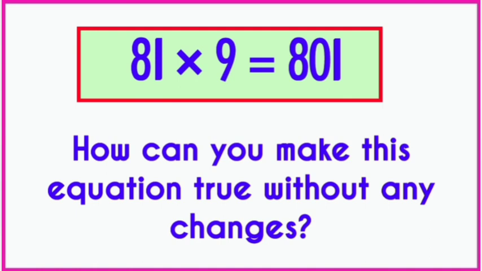We do not get 801 when you multiply 81 by 9. How can you make this equation true without any changes?